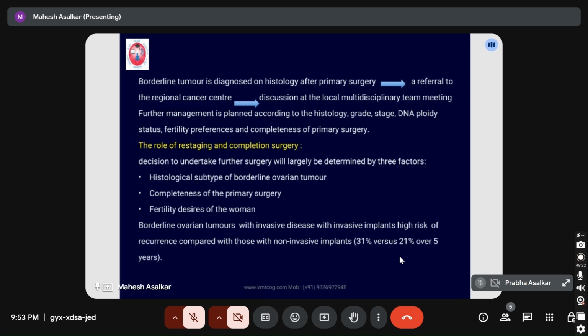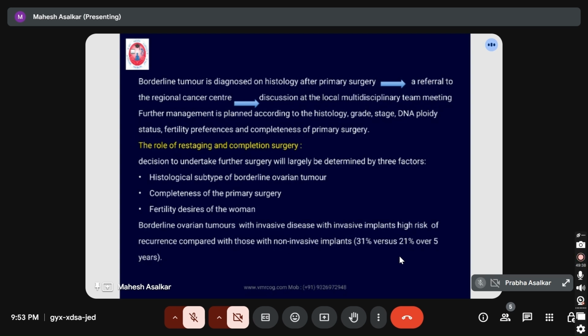Borderline ovarian tumors with invasive implants have a high risk of recurrence compared with those with non-invasive implants. So the implants are of two types: one is invasive implants and the other is non-invasive implants.